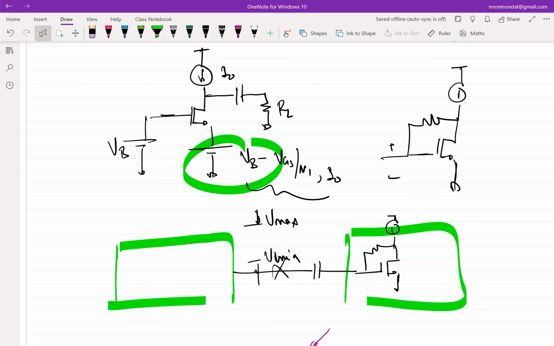Because you are trying to hold the quiescent points steady, right? Which means that by definition of negative feedback, your resistances should go down. Okay.